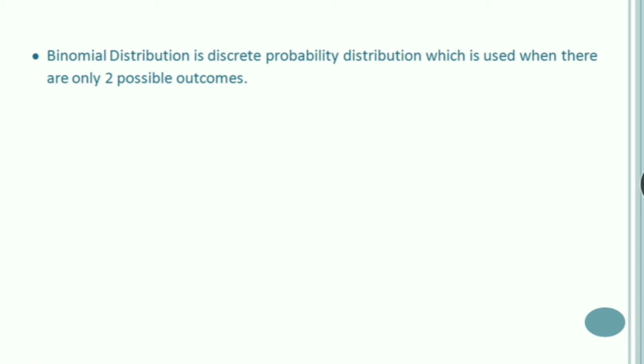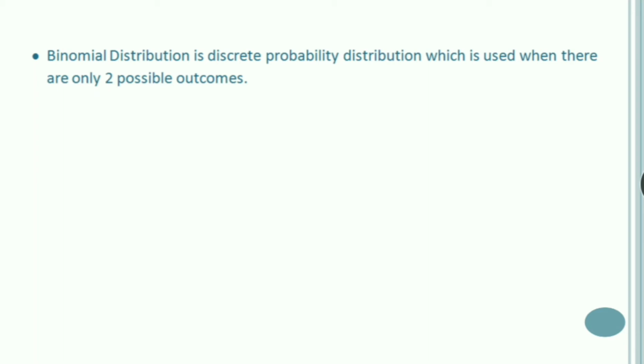In our day-to-day life, we come across many experiments which have only two outcomes. For example, when you toss a coin, it either shows head or tail, right? So there are only two outcomes. When a company is manufacturing some item, it can be defective or non-defective. In such cases, binomial distribution is used.